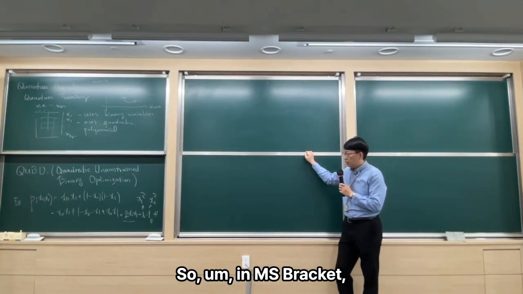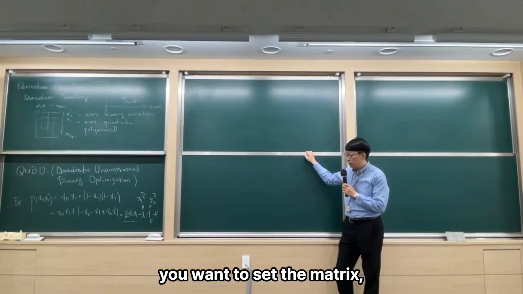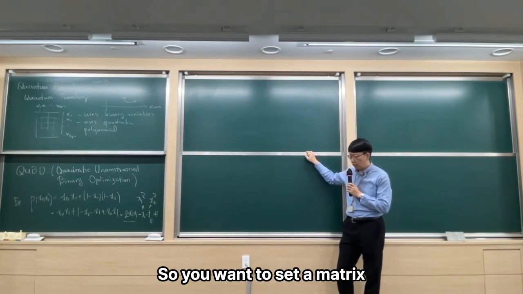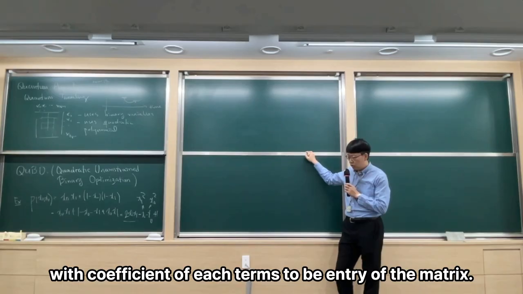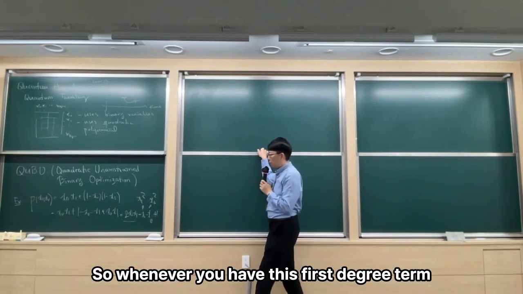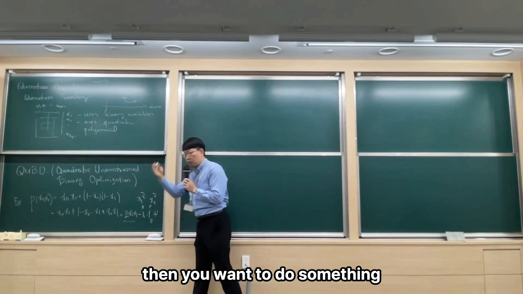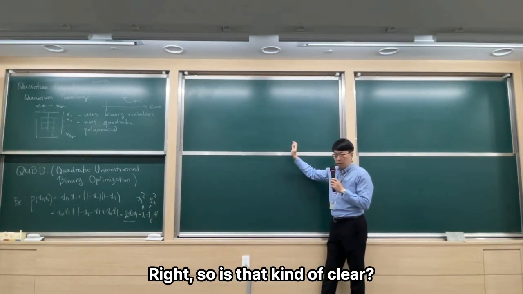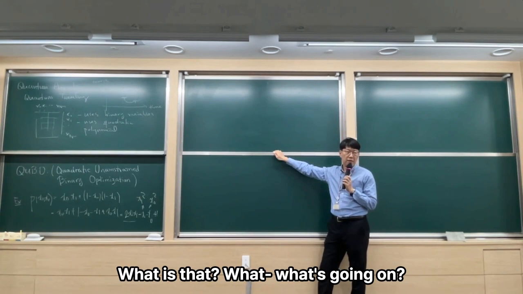So in the QUBO bracket, you want to set the matrix, not a polynomial actually. So you want to set a matrix with the coefficient of each term to be an entry of the matrix. So whenever you have a first degree term, then you want to do something on the diagonal part of the matrix. Right, so is that kind of clear?